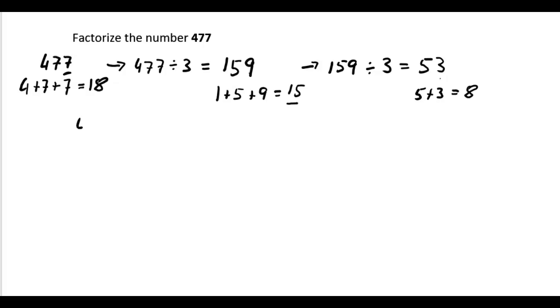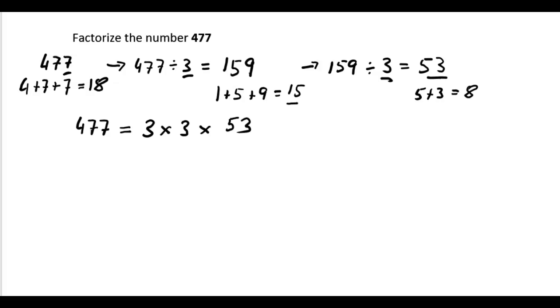So 477 can be divided into its primes. We have written 3 here, 3 times, we've got another 3 here, 3 times, and this is our third prime number, 53.